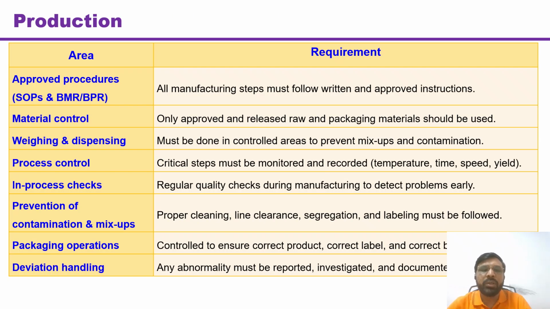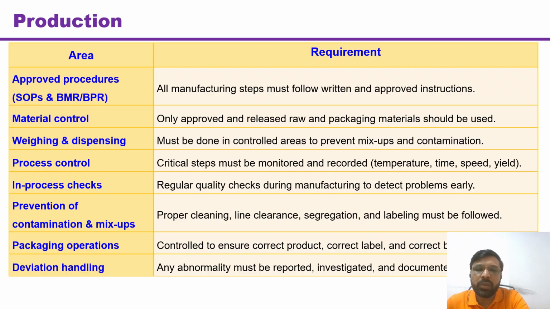Now we'll see production. In production, we have to see approved procedures like SOPs and BMR. SOPs and BMRs give the guideline on how to operate the systems and processes. Material control: only approved and released raw material and packing material should be used for production activity. Weighing and dispensing: all the materials should be weighed before operation and dispensed in the presence of production and quality assurance departments, so that we can avoid cross contamination.